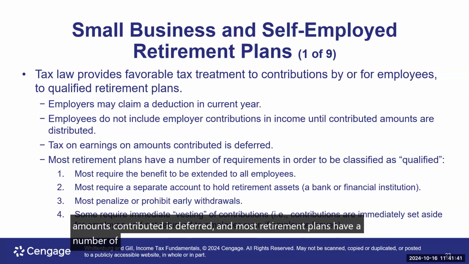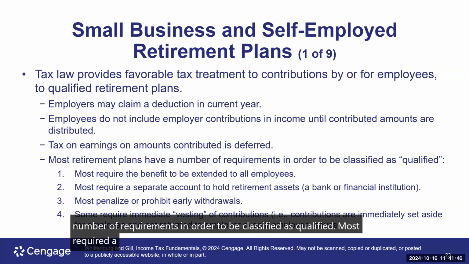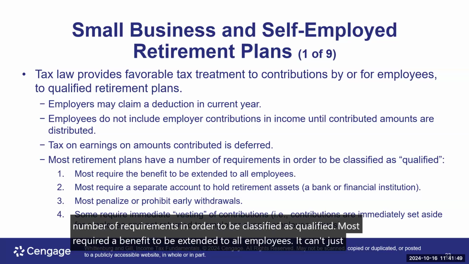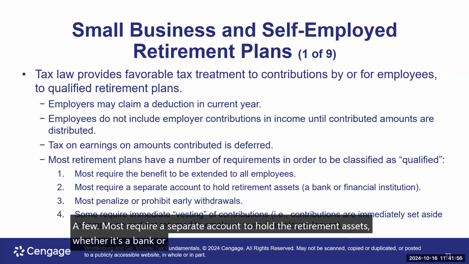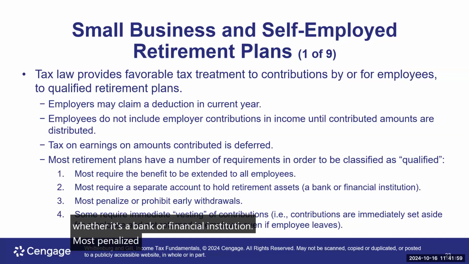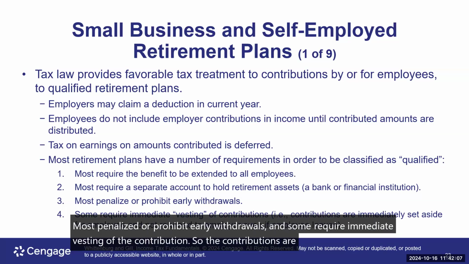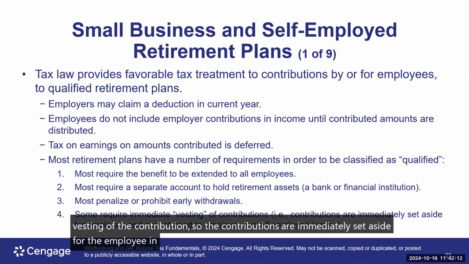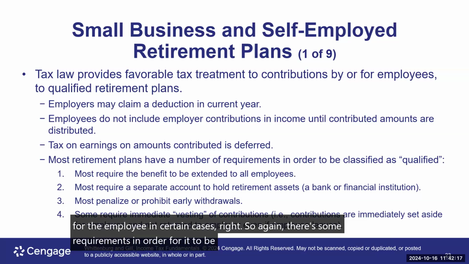Most retirement plans have a number of requirements in order to be classified as qualified. Most require a benefit to be extended to all employees. It can't just be a few. Most require a separate account to hold the retirement assets, whether it's a bank or a financial institution. Most penalize or prohibit early withdrawals, and some require immediate vesting of the contribution, so the contributions are immediately set aside for the employee in certain cases. Again, there are some requirements in order for it to be considered qualified.